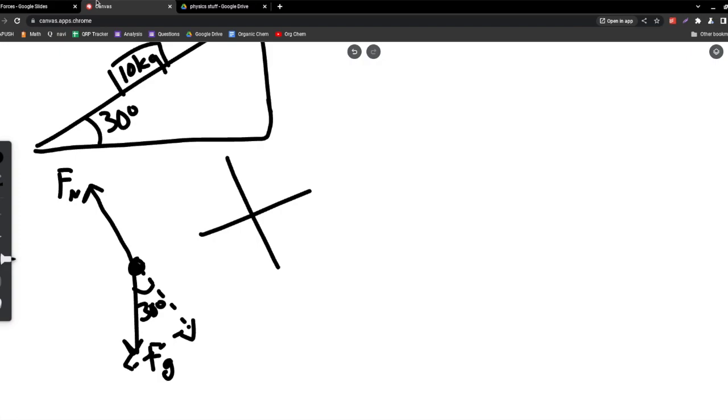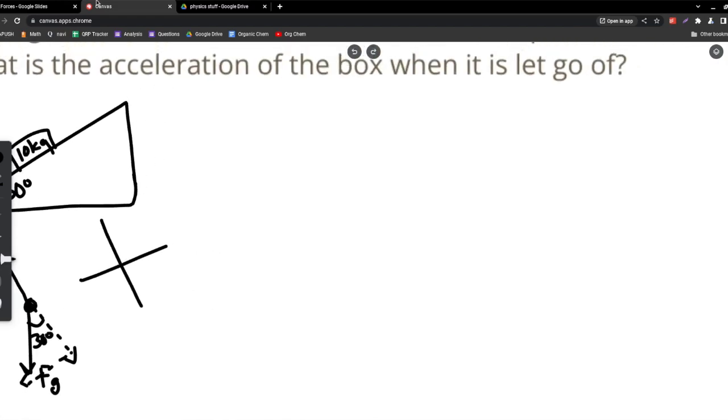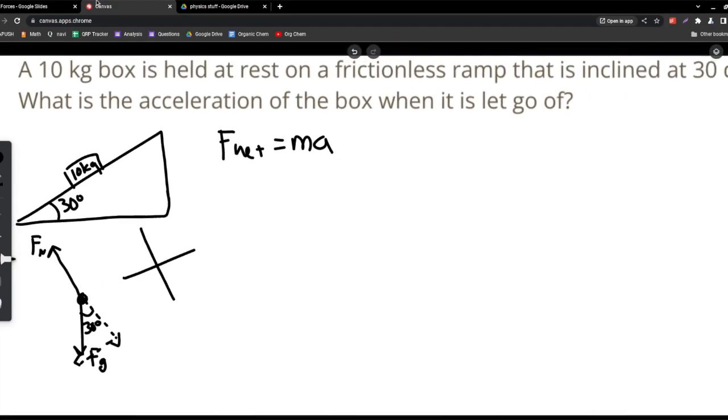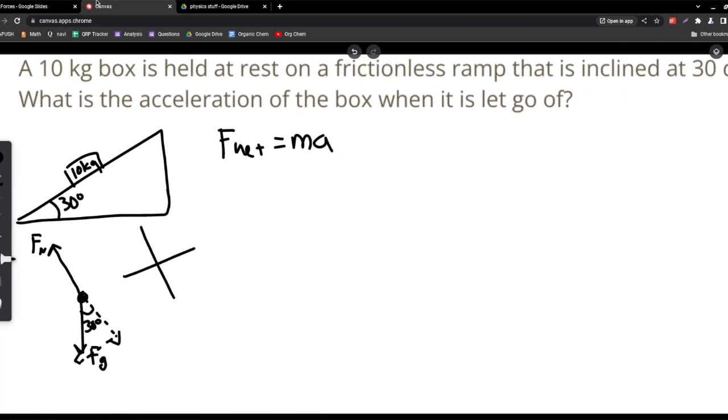And then we know that it's not accelerating along this direction, right? So that means that this component of the gravitational force is going to be balancing out the normal force. So in our Newton's second law equation, F net equals ma, well, the only net force that is acting on this that isn't balanced out is going to be this component of the gravitational force.